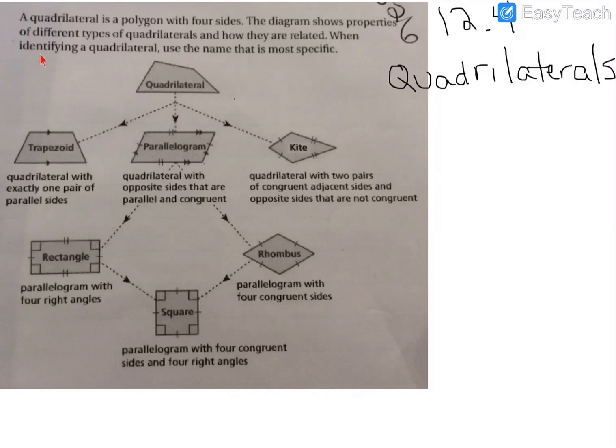However, when you are identifying a quadrilateral, you need to use the name that is the most specific. So, for example, the quadrilateral breaks off into these three quadrilaterals. You have a kite, a parallelogram, and a trapezoid. Well, the parallelogram breaks into 3 more different shapes. So basically, once we get down into it, these 3 shapes here are all parallelograms. But when you are identifying a quadrilateral, you need to come up with the most specific identification.